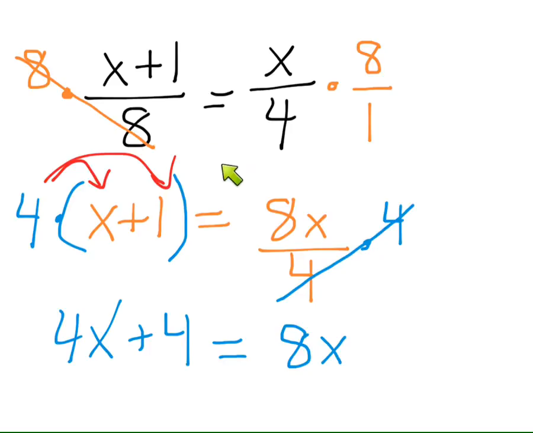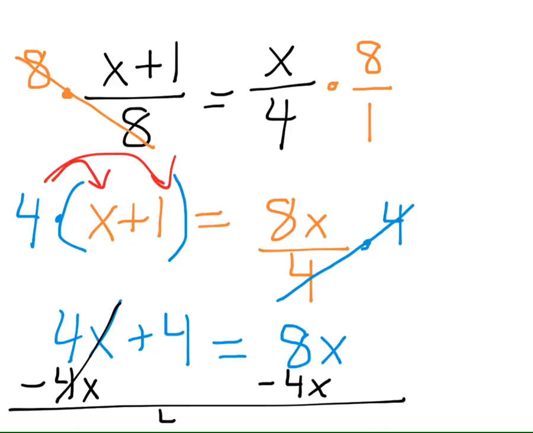So I just changed this problem from dealing with a bunch of fractions and something that looked a little messy to 4x plus 4 equals 8x, because I got rid of the fractions by doing the inverse operation. Now I want to get my variables together on one side of the equal sign. It's going to be easier if I move this 4x to the other side, and I can do that by subtracting it. That goes away. That leaves me with 4 equals 4x, because 8x minus 4x is 4x. Then you would divide both sides by 4, and 4 divided by 4 is 1. And I get x equals 1.